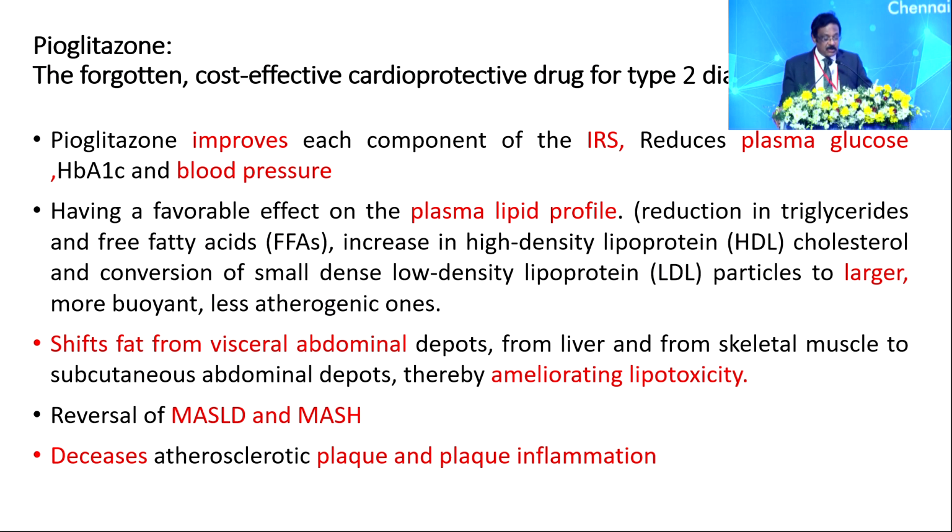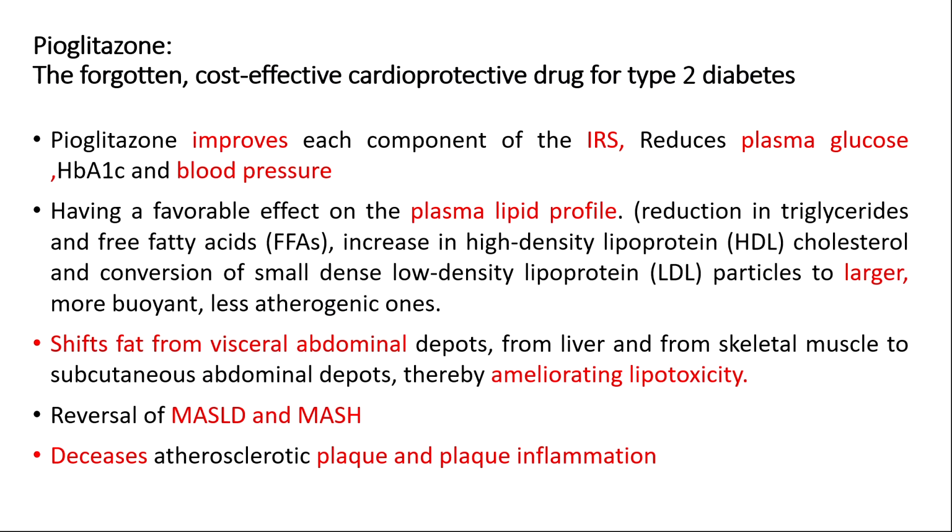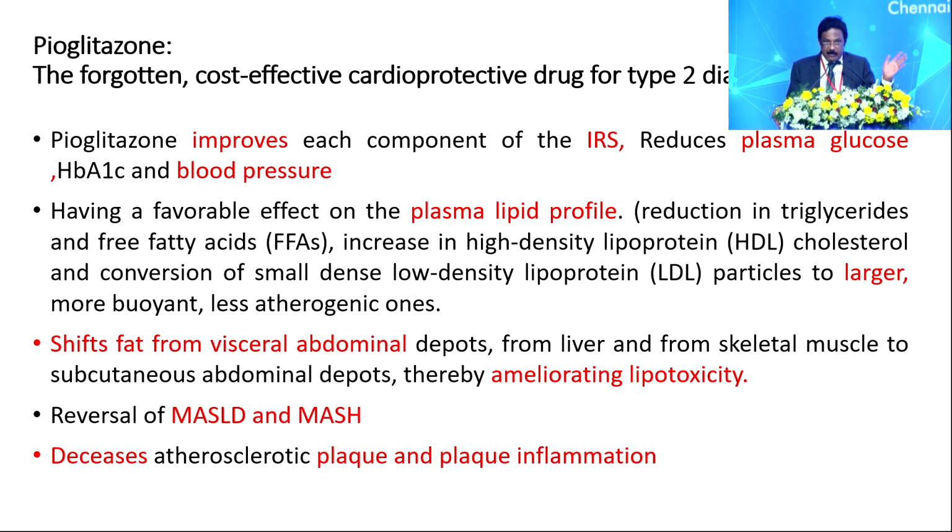It improves the insulin resistance syndrome, including plasma glucose, blood pressure and all the lipid fractions except HDL, and it shifts fat from visceral adiposity to the periphery, thereby ameliorating lipotoxicity. It takes care of MASLD and NASH also, and especially plaque formation and plaque inflammation, one of the main aspects of cardiovascular events, are taken care of by the pioglitazone molecule. As Dr. Seshadri and previous lectures have told, pioglitazone seems to be the poor man's GLP. Yes, it seems to be a poor man's GLP.